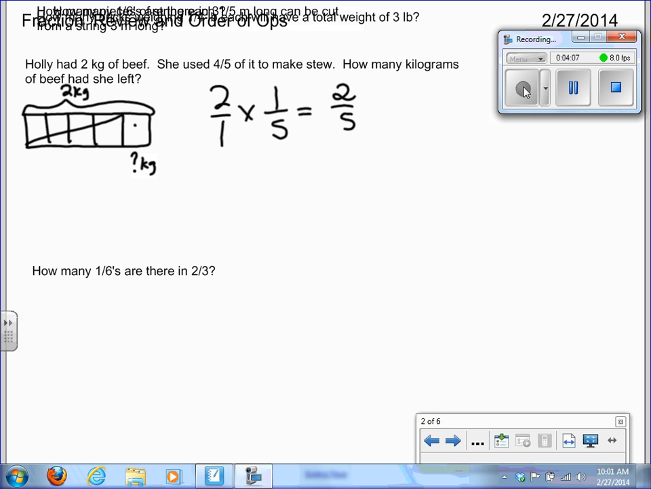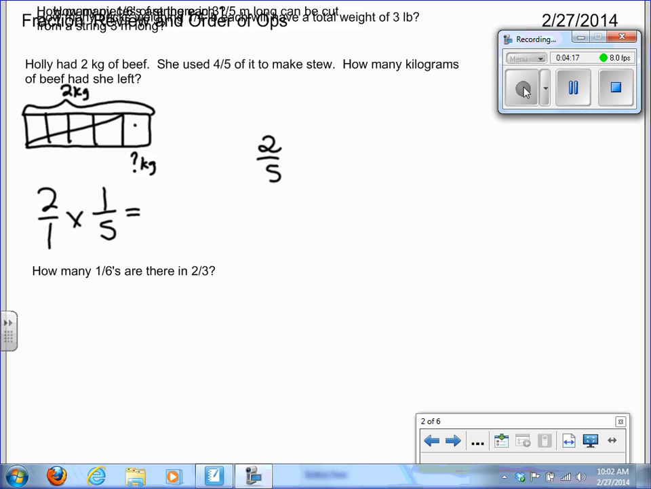2/5. Now some of you were like, oh, this is a division problem. This is a division problem. This is okay. All right. We're being asked to find how many 4/5 are in 2 kilograms, right? Let's see if we can do this here. You know what? Okay. Let's look at this last one.